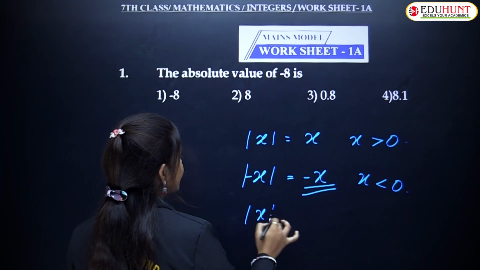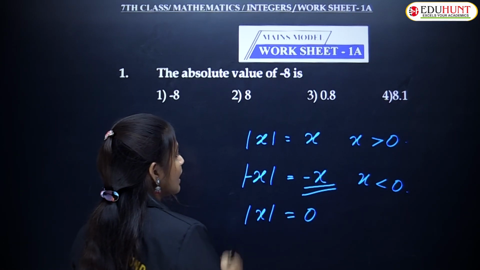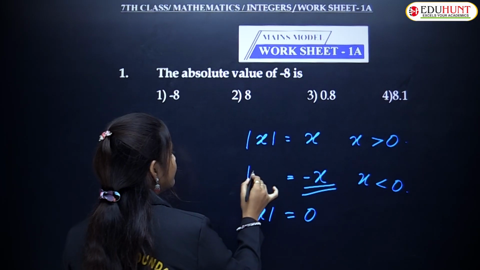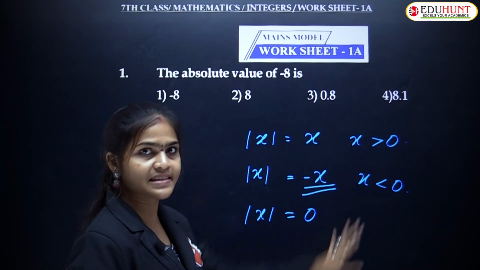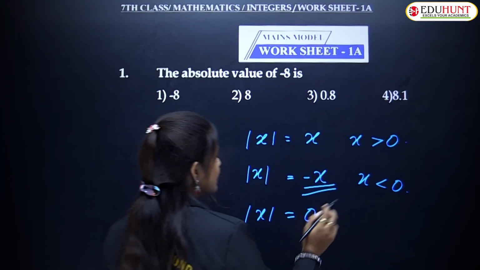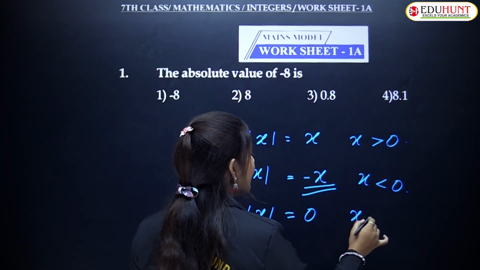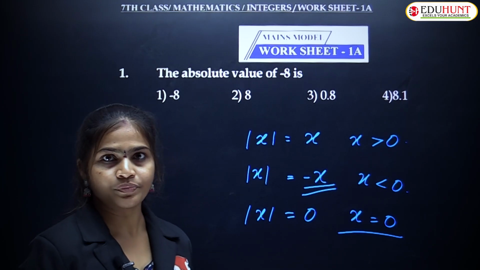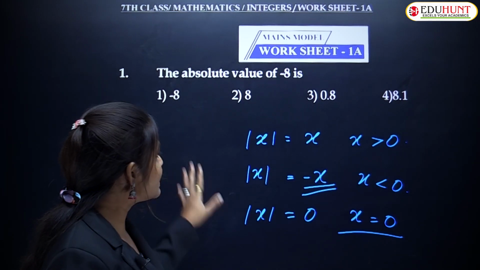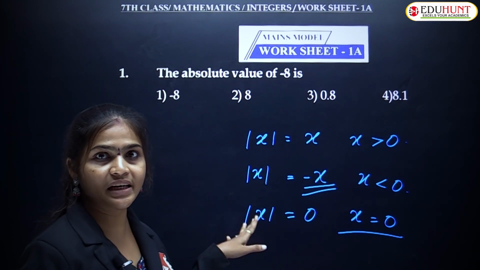And the modulus of x is equal to 0 when x is equal to 0. Understand? So these are the conditions here. How many conditions are there?